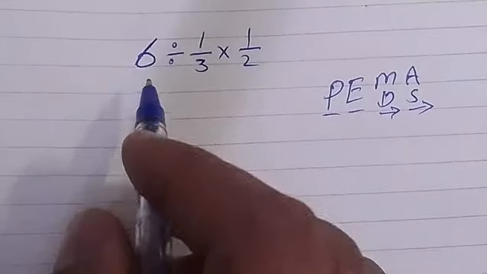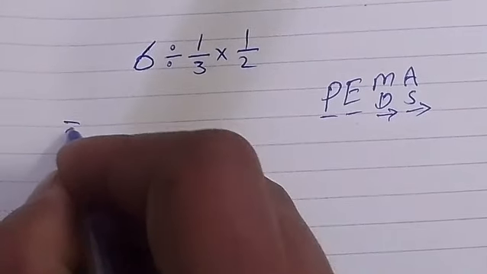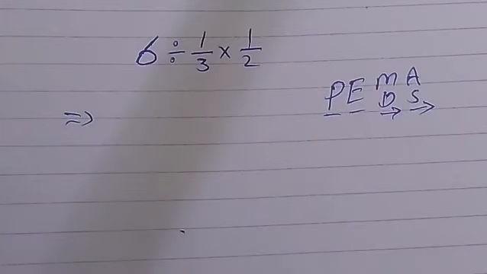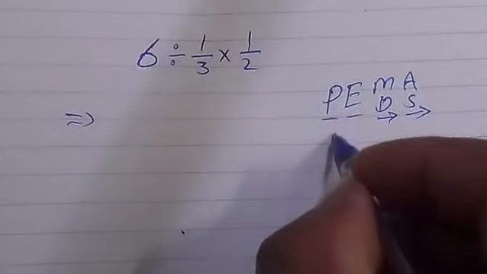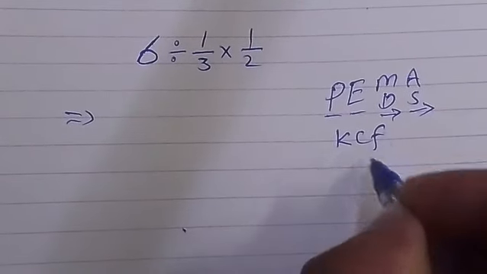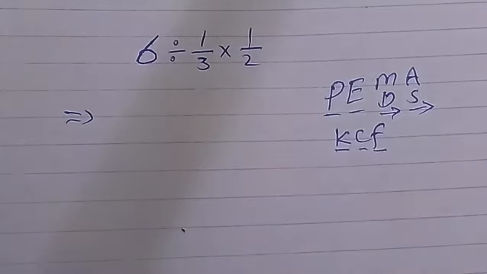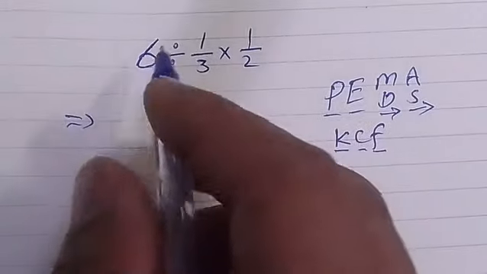Now 6 divided by 1 over 3. Now we sort it by the rules of KCF. K means keep the first fraction, C means change division to multiplication, and F means flip the second fraction.